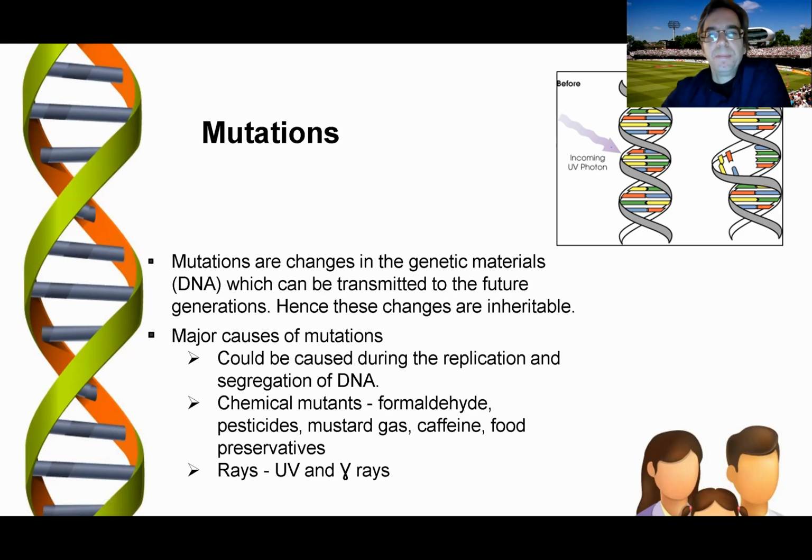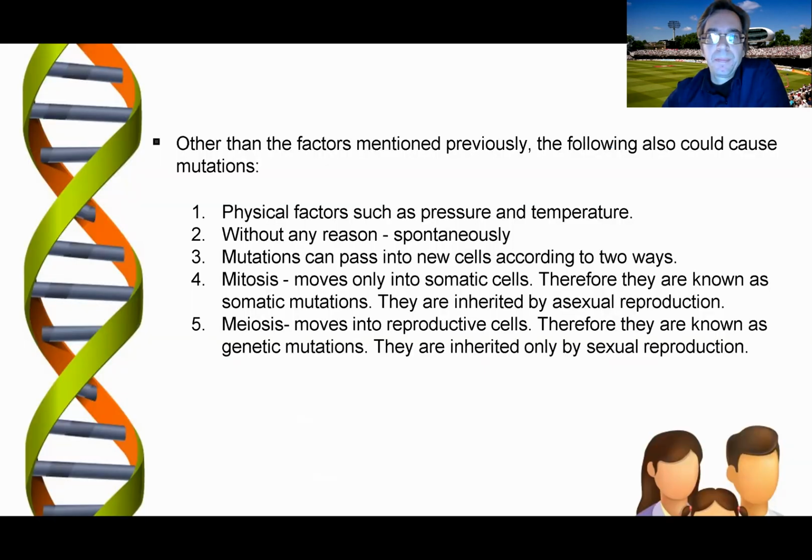What causes them? So can be an error in replication or segregation of DNA. Chemicals can cause DNA mutation, or even UV and gamma rays. So obviously gamma rays, radiation, they physically damage DNA, break it down in cells. Temperature and pressure, high temperature, and mitosis, meiosis, so how cells are divided.